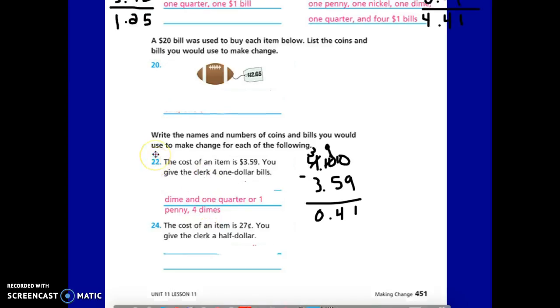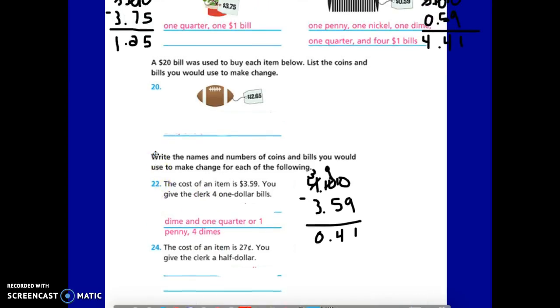So today we learned how to count change, and then how to figure out how much change to give somebody when you buy something. Great work.